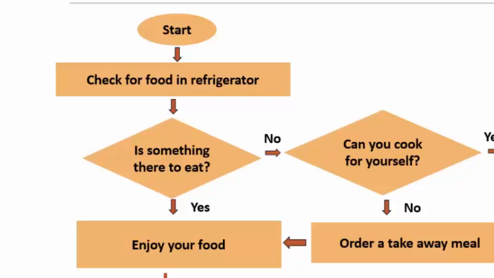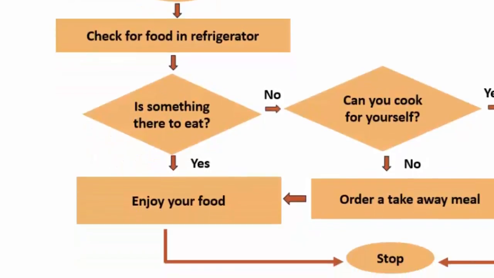Now this has two possible outcomes, yes and no. If you have something to eat in the refrigerator, then follow the yes arrow and then enjoy your food and the flowchart comes to a stop. But let's say no, there's nothing to eat in the refrigerator.